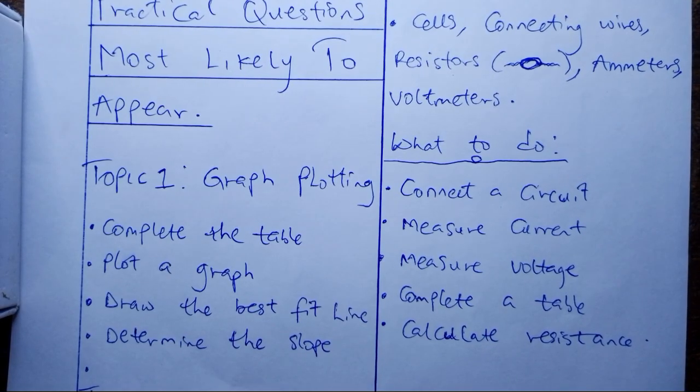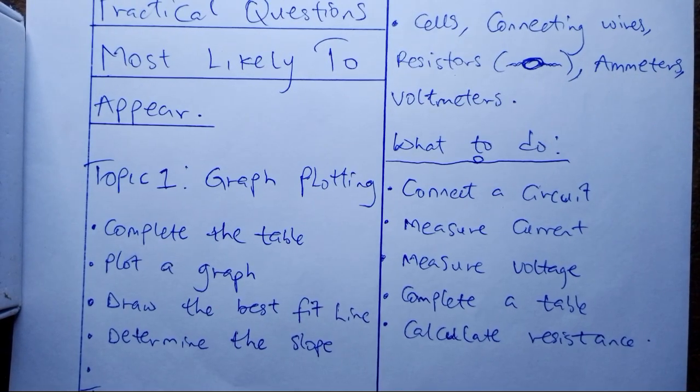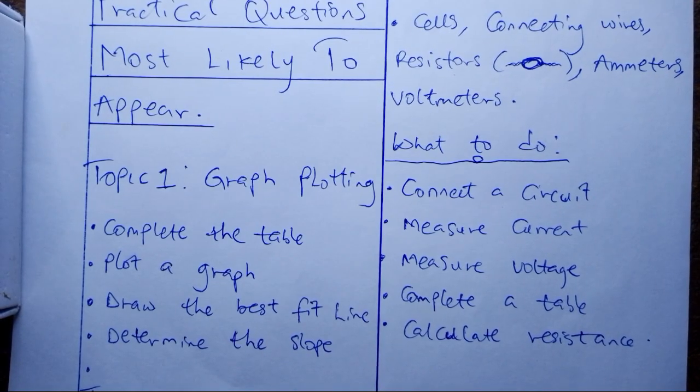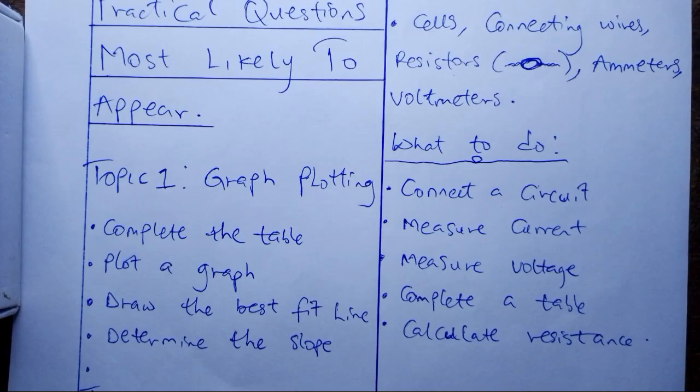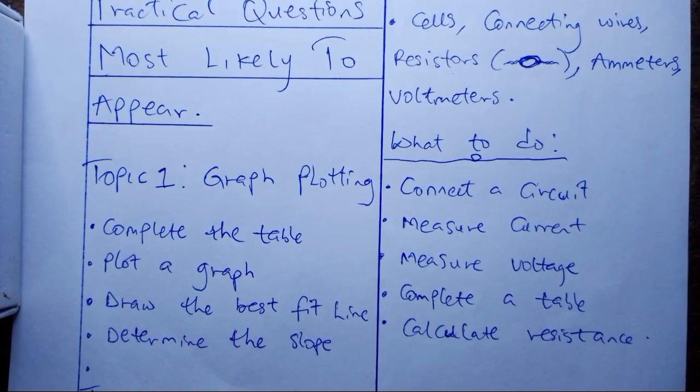Before taking any reading, ensure all connections are secure and take your readings at eye level. That is a precaution. I ensure I took my reading at eye level. Jot this precaution down. So you'll be asked to connect to circuit, measure current, measure voltage, complete a table and calculate resistance.